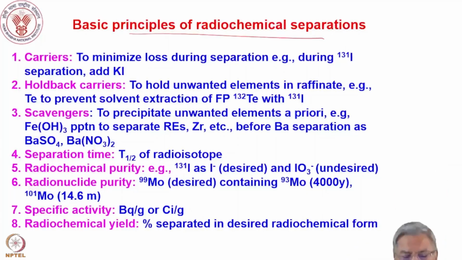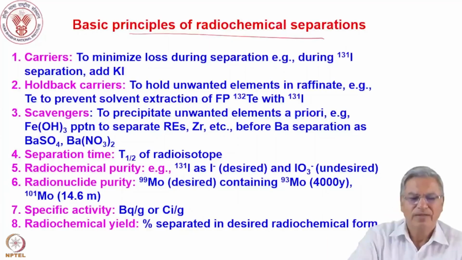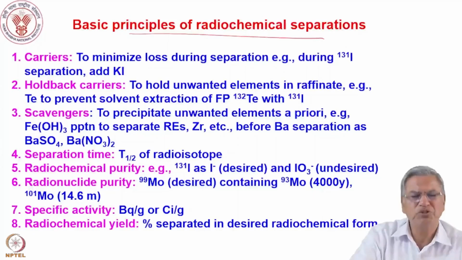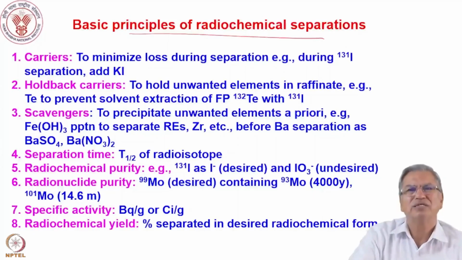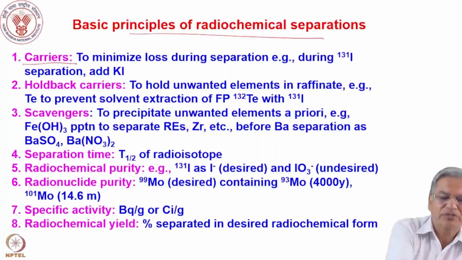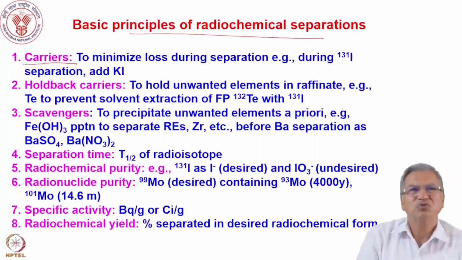So whenever we are doing radiochemistry experiments, we need to take care of certain aspects and certain terminologies we use, so that you know what is the purpose of the particular type. For example, we say carriers. So in radiochemical experiments, a carrier is actually the stable isotope of the element of the radioisotope.